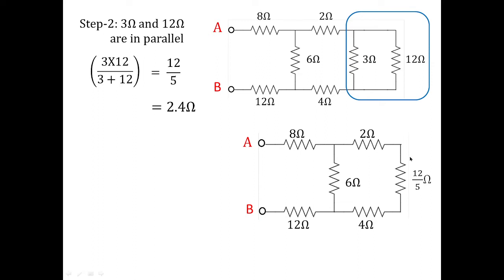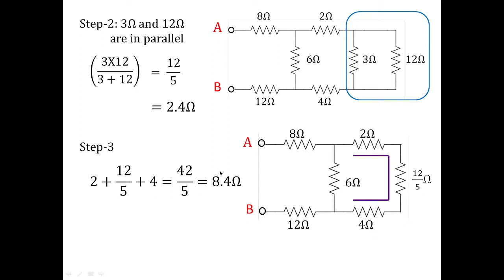Now in step 3, we'll take the total resistance value of 2, 12 by 5 and 4, and we obtain the value to be 42 by 5, or numerically it can also be taken as 8.4. So now we can replace this 2, 12 by 5 and 4 with 42 by 5.